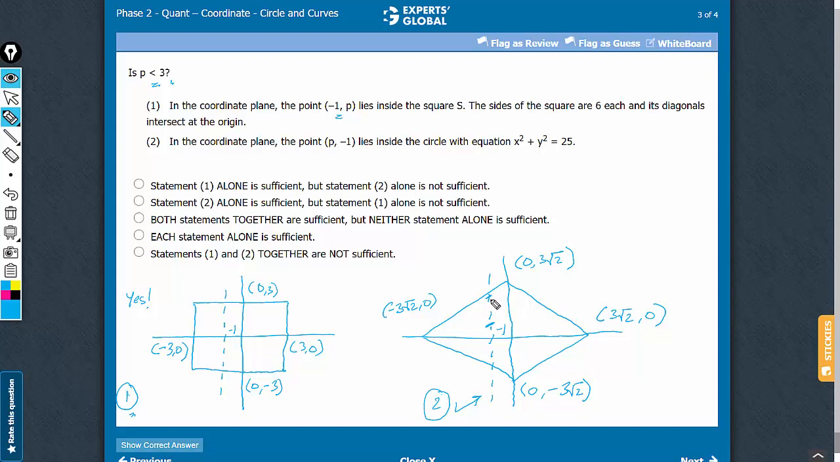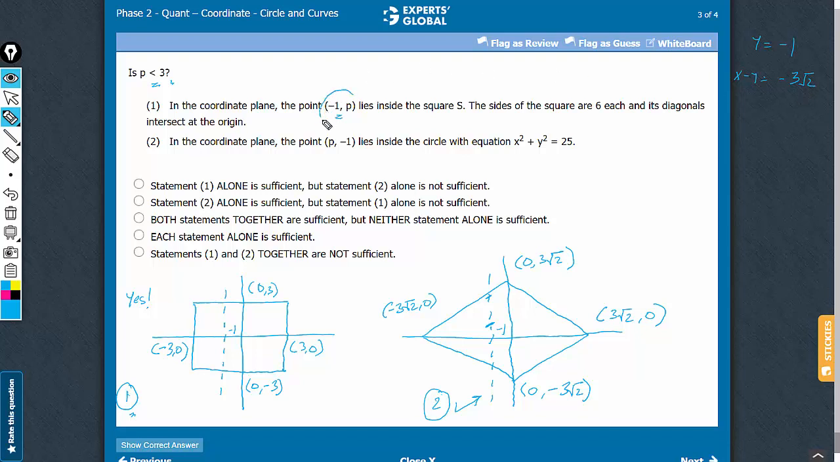You don't have to mathematically solve it. You can just visually understand that yes and no both are possible. However, for conceptual clarity, just in case you want to do it mathematically, let me solve it quickly for you. One equation is y equals minus 1 for this dotted line, and the equation for this edge of the square would be x minus y equals minus 3 root 2.